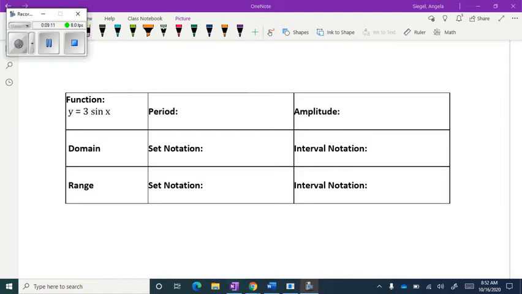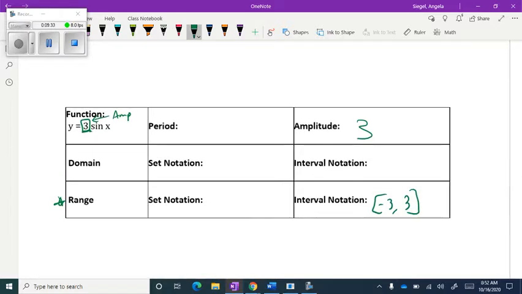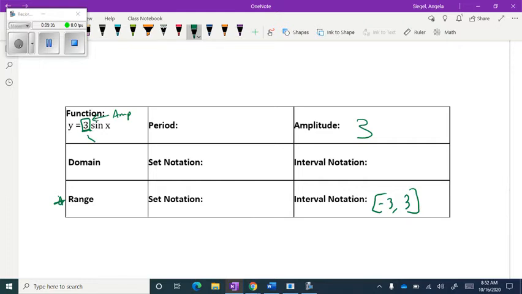So this number right here is going to affect the amplitude. Instead of going up 1 and down 1, I'm going to go up 3 and down 3. Other than that, everything else is going to be the same besides my range. My range is obviously going to be negative 3 to 3 because I've stretched it. So amplitude, which is your A, little a, is going to stretch it.